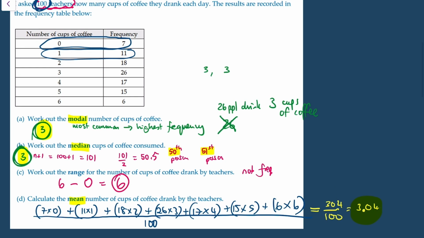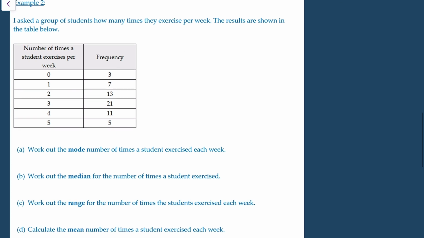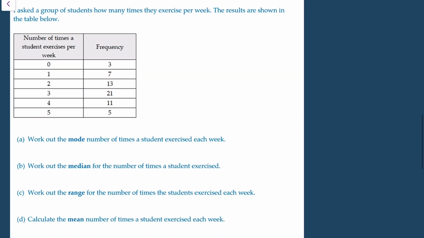Okay, so that was the first example. Let's have a look at one more. I asked a group of students how many times they exercise per week. Here are the results in the frequency table. So what I suggest is you pause the video, have a go at A, B, C, D, and then you play and compare it to my answers.